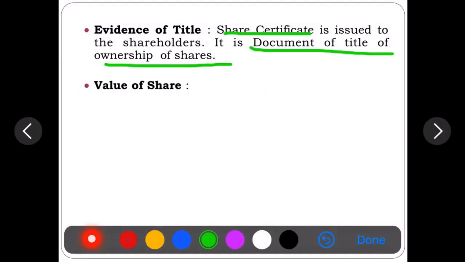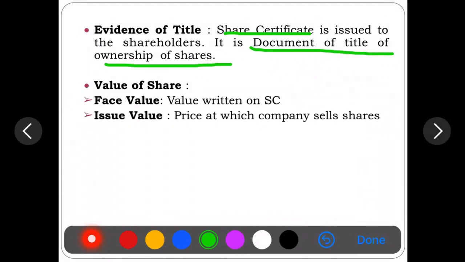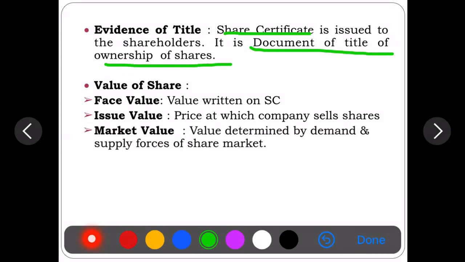The next feature talks about value. Class, please note that each share has a value which is expressed in terms of money. Whenever we'll be talking about shares, 3 values generally come into the picture. Face value, a value which is written on the share certificate or the face of the share. Issue value, the value or the price at which the company sells its shares. Third is the market value, or the value which is determined by demand and supply forces. So 3 values: face value, issue value, and market value.